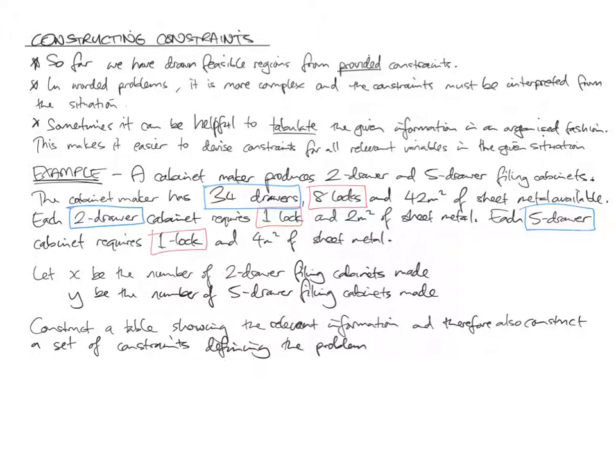And the last constraint that you've got here is the amount of sheet metal. He's got 42 square meters of sheet metal available, and the 2 different cabinets require different amounts of sheet metal: 2 square meters for the 2-drawer filing cabinet and 4 square meters for the 5-drawer filing cabinet. So we have identified the constraints. There's going to be 3 different equations representing constraints in this particular situation.